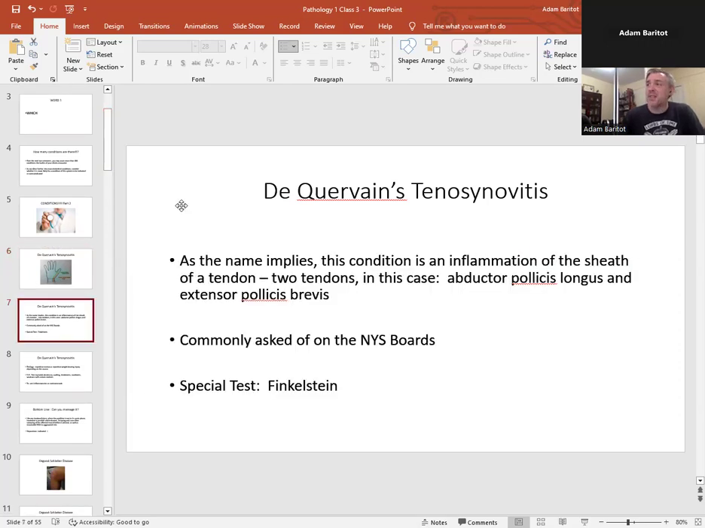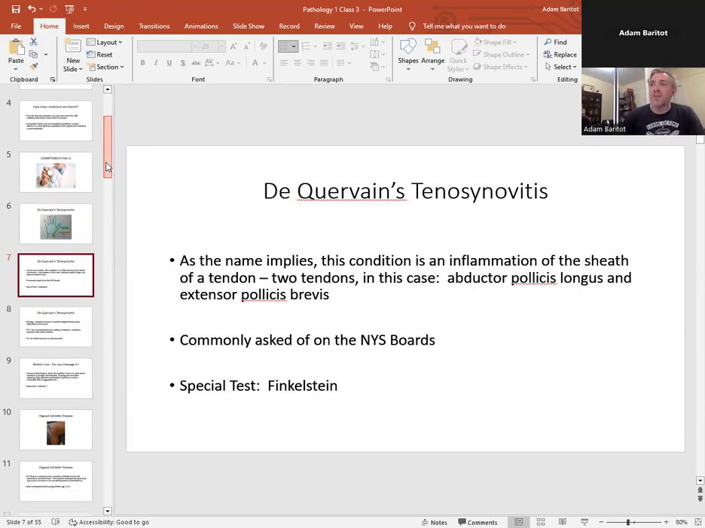As the name implies, the condition is an inflammation of the sheath of the tendon, and the 2 tendons I mentioned are listed there. This is a commonly asked question on the New York State boards. They love to ask about de Quervain's tenosynovitis. And the special test for this condition is called Finkelstein's, which is where you grasp your thumb inside of your fist and alternately deviate. If you experience pain along the radial surface of your wrists, that is usually a positive sign for Finkelstein's.